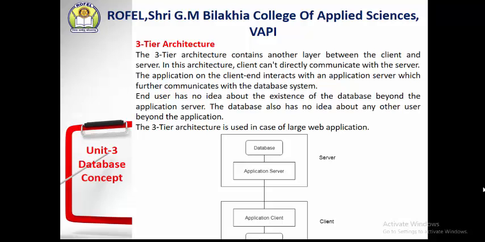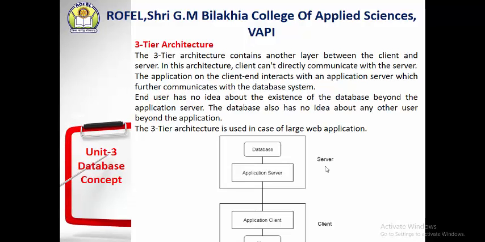Now the three-tier architecture is used in the case of large web applications. This is the simple example of the three-tier architecture, that in the three-tier architecture there is one more layer between client and server, because the client cannot directly communicate with the server, it needs some application. That's why client side applications communicate with the server side application and provide the response. Normally large web applications use three-tier architecture. So I hope you understand the architecture of the database.